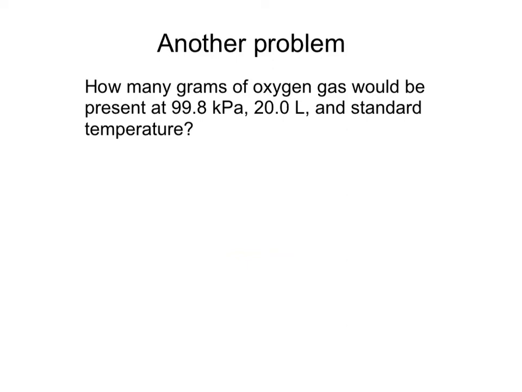Okay, here's another problem. This one's a little bit different. It's asking for how many grams of oxygen gas would be present at 99.8 kPa. That's my pressure, because that's a unit for pressure. 20.0 liters, that's my volume, in standard temperature, which tells me that my temperature is going to be 273 K.